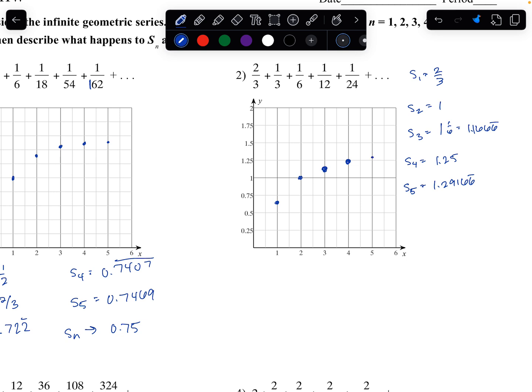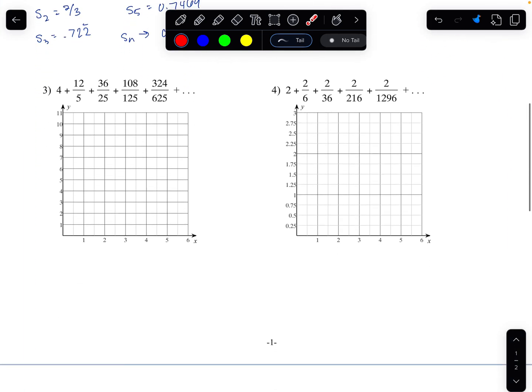That might just be like right here. So what does it seem to approach? S sub n, if I had to guess, would approach like maybe 1.3, maybe higher. Can't really tell for sure right now, but that's where the infinite series seems to be approaching. So hopefully you get the idea.